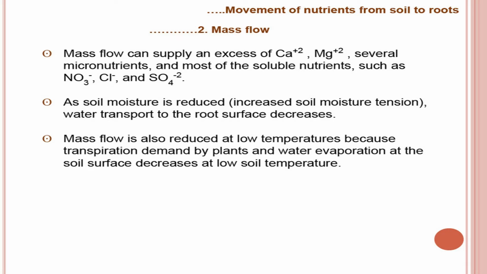As soil moisture is reduced, soil moisture tension increases, means once your soil moisture reduces, the soil moisture tension increases. Water transport to the root surface decreases. Mass flow is also reduced at low temperatures because transpiration demand by plants and water evaporation at the soil surface decreases at low soil temperature.